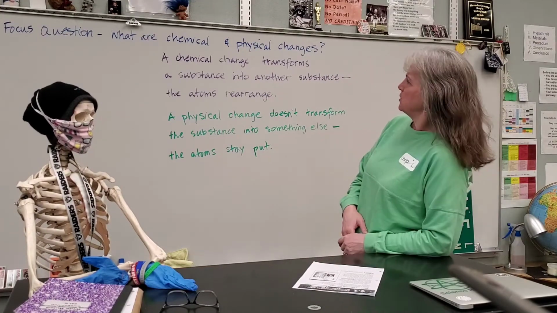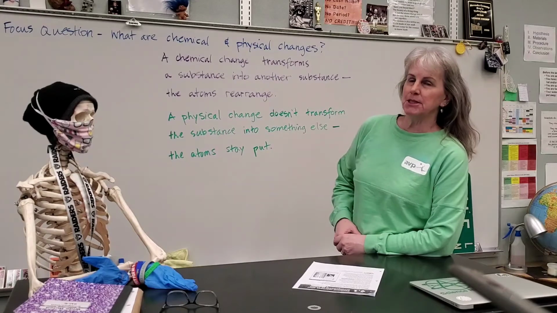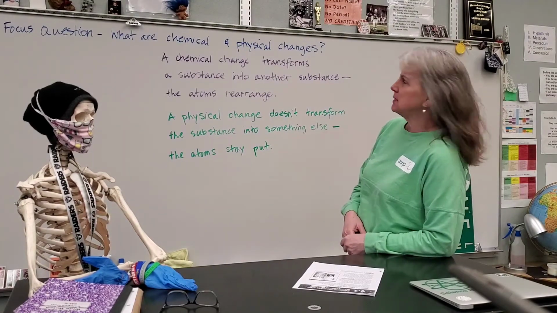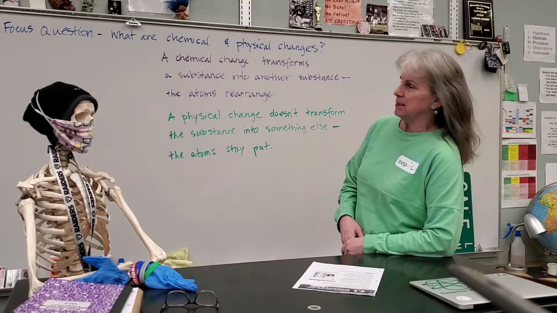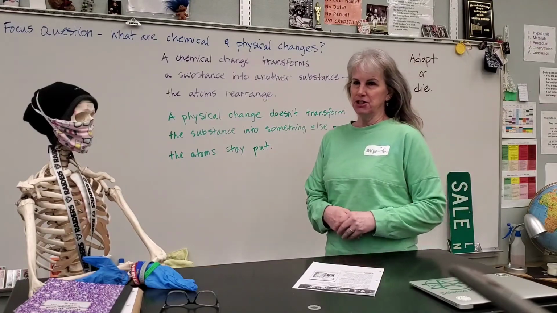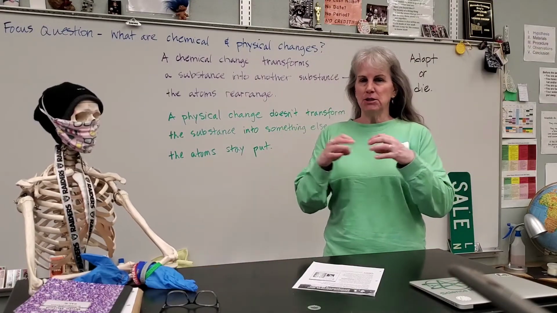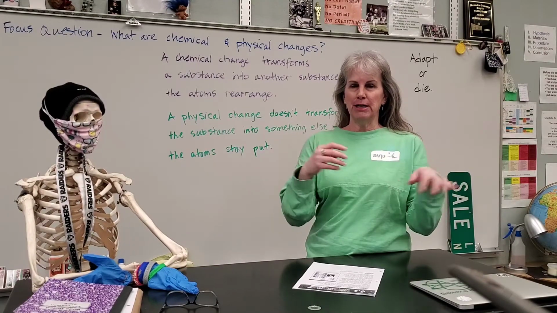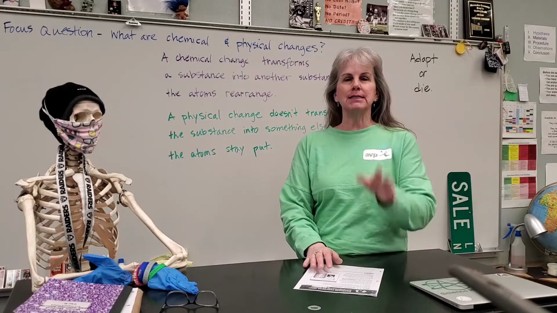So first of all, a chemical change, and we saw this happen yesterday in the lab, a chemical change transforms a substance into another substance. The atoms rearrange. The atoms actually don't stay attached to what they were attached to before. They rearrange themselves. It's like when you know what it's like?